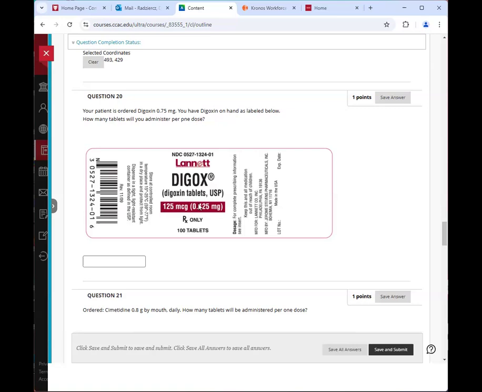Now they give you 2 numbers here. They give you the microgram dosage and the milligram dosage. They're the same dosage. It's just that if the order is in milligrams, use the milligram number. If the order is in micrograms, use the microgram number. You don't need to do any converting with this. You just take 0.75 divided by 0.125, and you're going to get 6 tablets. Now, I don't know if that's too much or a lot, or if that's a good range. It seems like a lot.